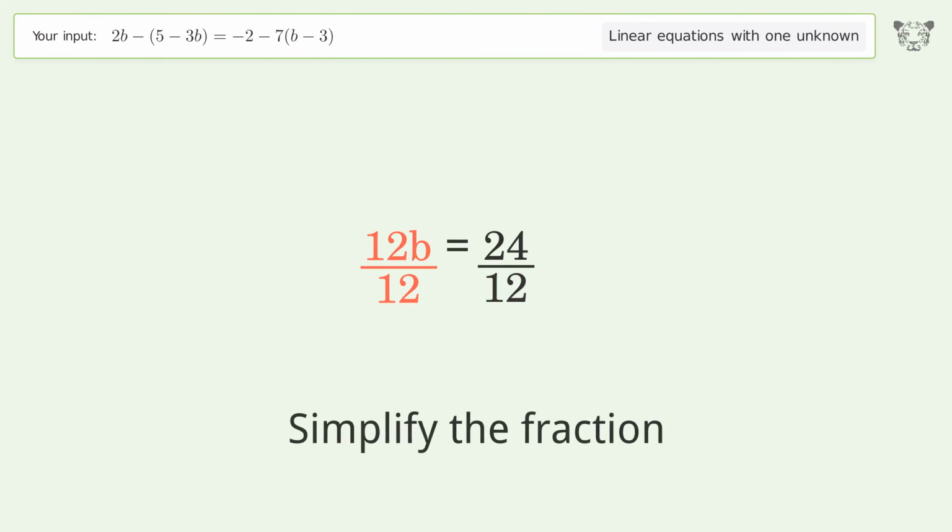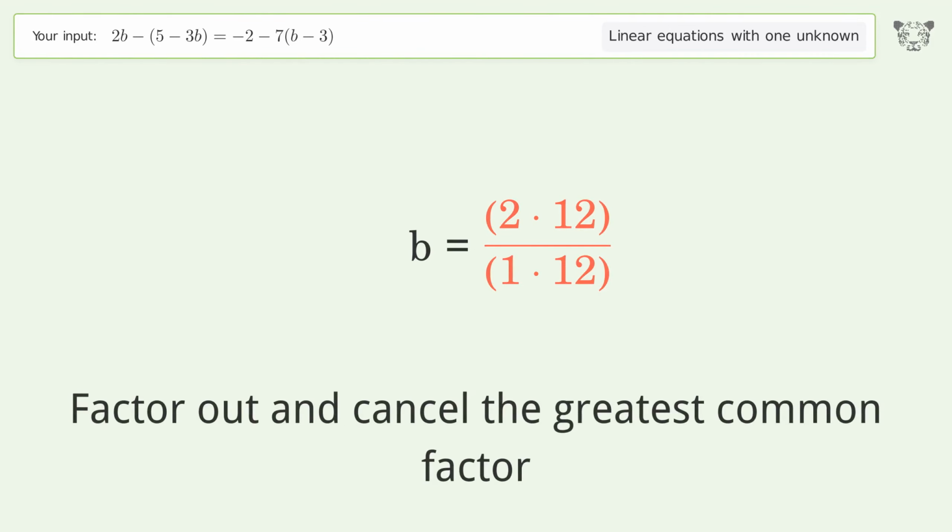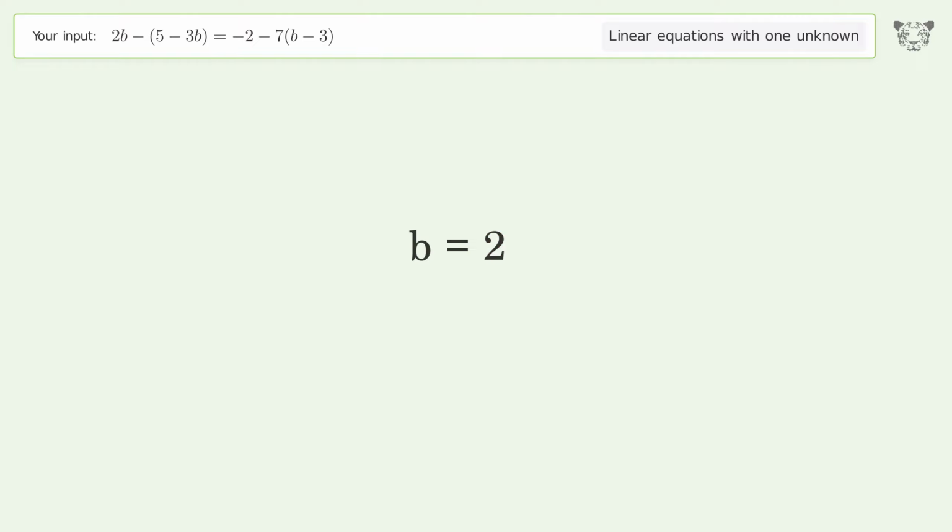Simplify the fraction. Find the greatest common factor of the numerator and denominator. Factor out and cancel the greatest common factor. And so the final result is b equals 2.